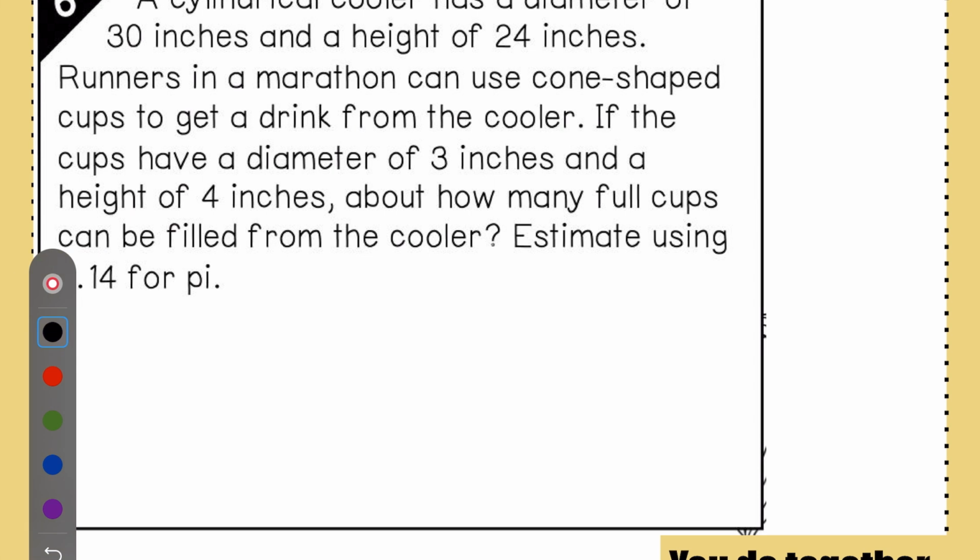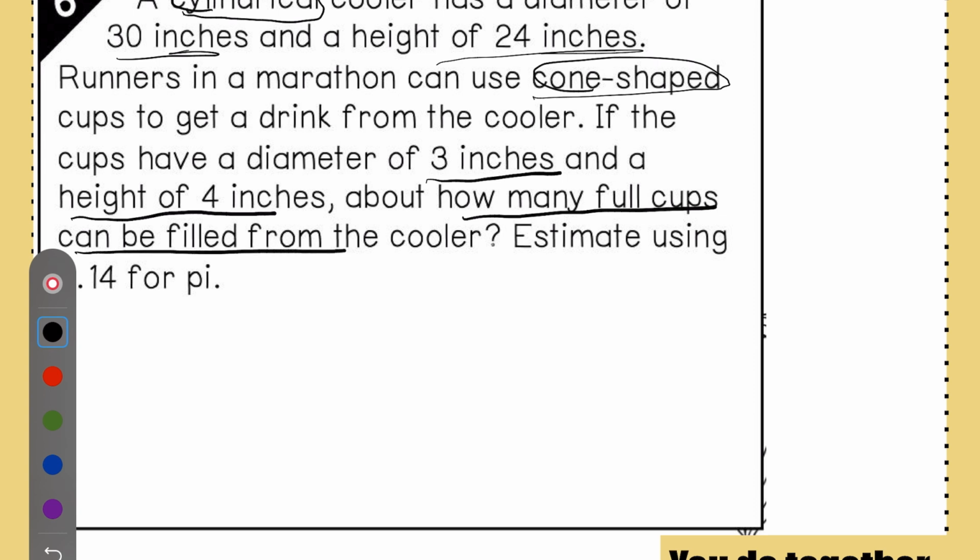A cylindrical cooler, so cylindrical means cylinder, has a diameter of 30 inches and a height of 24 inches. Runners in a marathon used cone-shaped cups to get a drink from. If the cups have a diameter of 3 inches and a height of 4 inches, how many full cups can be filled from the cooler? Estimate using 3.14 for pi. So we have to use 3.14 for pi here.